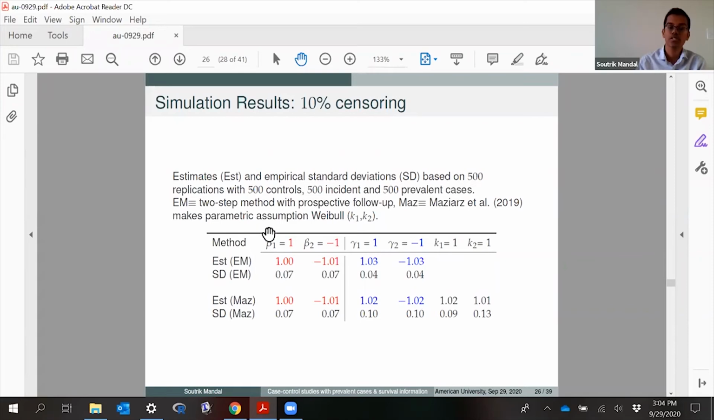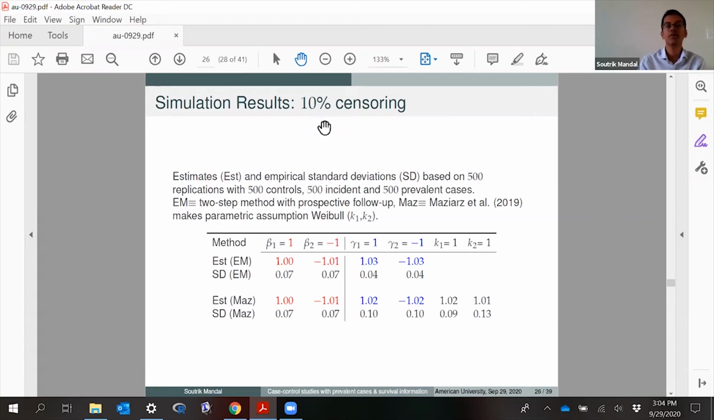And in step 2, which is our primary interest, the log odds ratio, beta 1 and beta 2, the true values were 1 and -1 again. And the estimates are again spot on. So both methods give us the same estimates. And this is very good because we do not make the parametric assumption that Mazier's makes. And the standard deviations are also exactly the same for both methods.